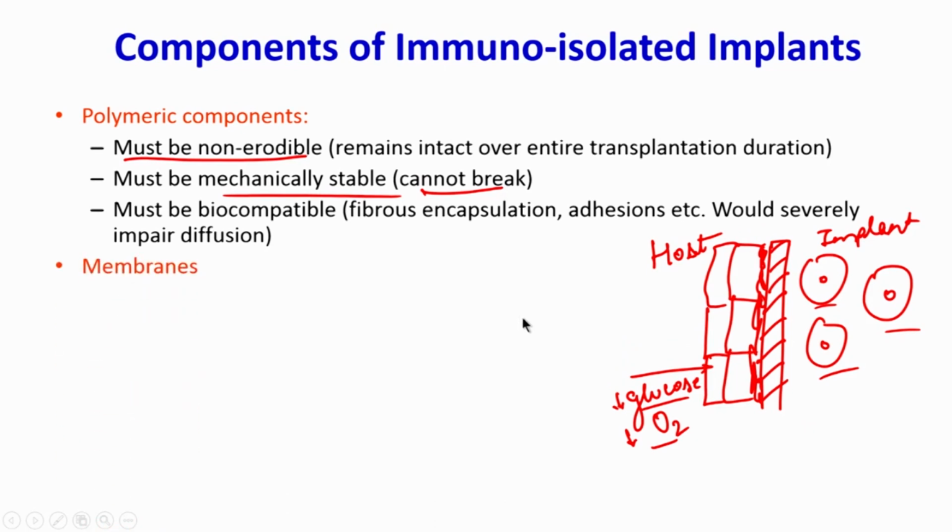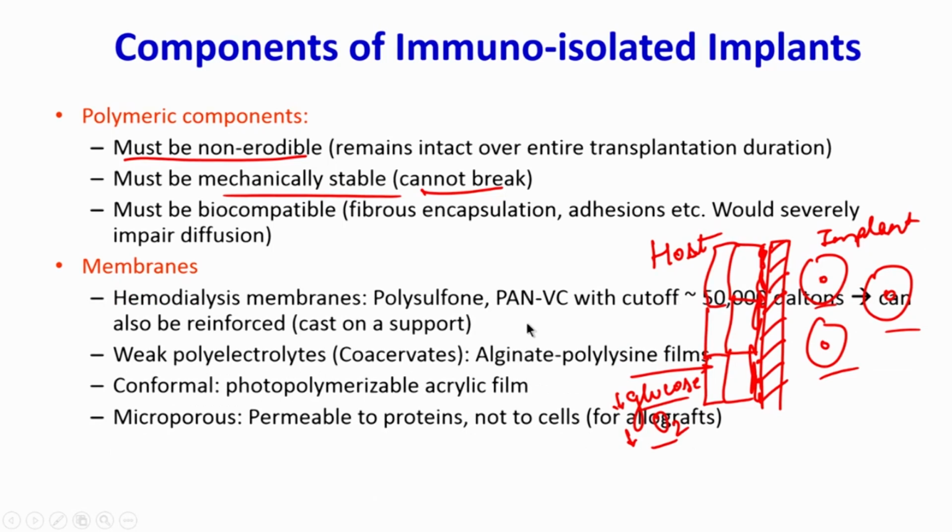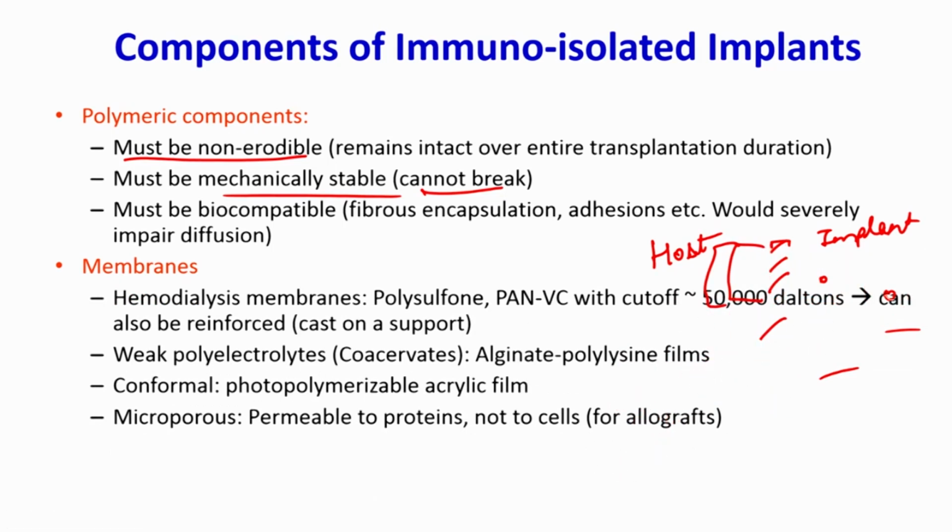They may not be polymeric, this could be let us say some membranes. So, if you are using membranes, there are again some components and criteria that you need to take care of. So, one being that let us say if it is a hemodialysis membrane made out of polysulfone or something else, they need some support, because these membranes are fairly thin, and so they need some support.